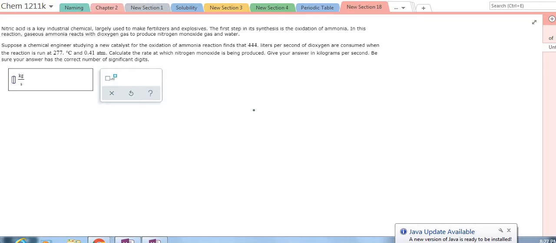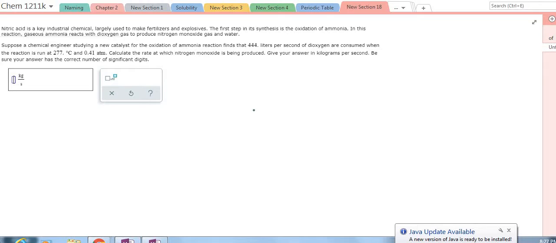So suppose this chemical engineer studying this catalyst for the oxidation of ammonia finds that 444 liters per second of oxygen are consumed when the reaction is run at these temperatures, 277 degrees C and 41 atmospheres. That's the pressure. Calculate the rate at which nitrogen monoxide is produced. Give your answer in kilograms per second.